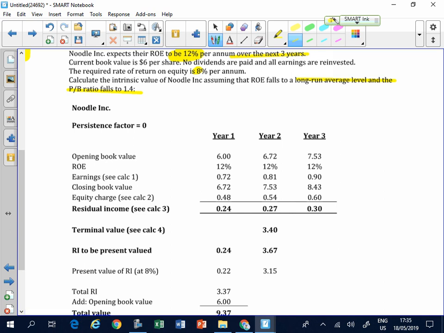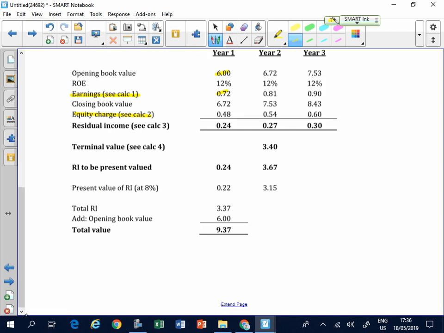First things first, opening book value, $6. ROE is 12%. We multiply the opening book value by the ROE and we get the earnings, because net income divided by equity gives you the earnings. Closing book value is 6.72. What is the equity charge? It's going to be the $6 times the 8%.